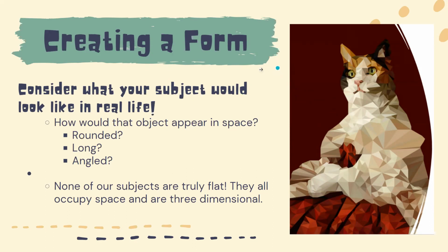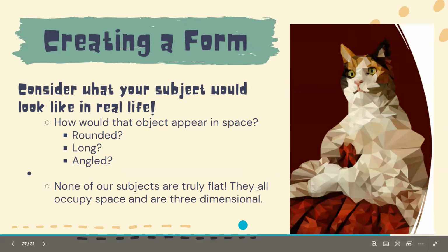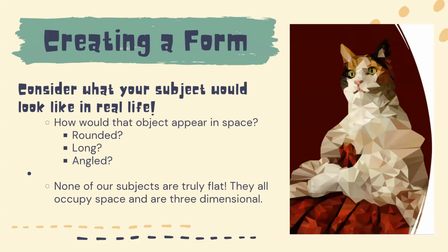You're going to watch a video of how to create a form. Here's what you need to think about. Consider what your subject would look like in real life. How would that object appear in space? So we have our cat over here. Is it rounded? Is it long? Is it angled? None of our subjects that we are picking are truly flat. The image you're sourcing for them are flat, but in real life, if they were there in front of you, whatever it is, a boat, a car, a cat, is not flat. They all occupy space and are three-dimensional.